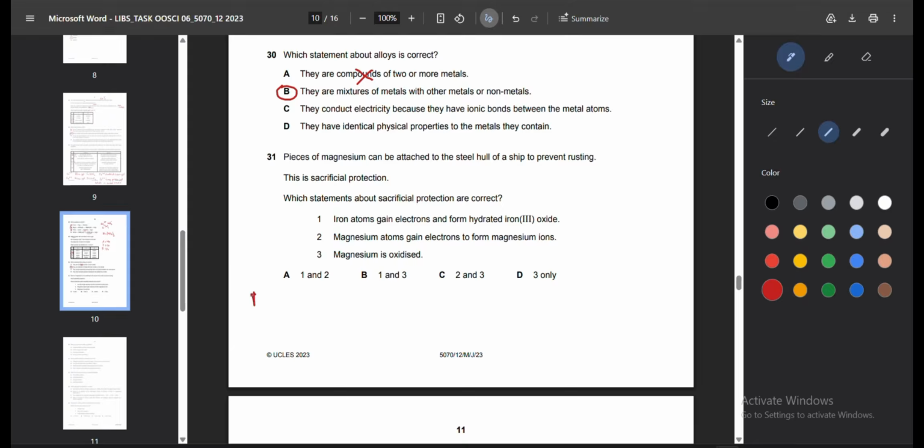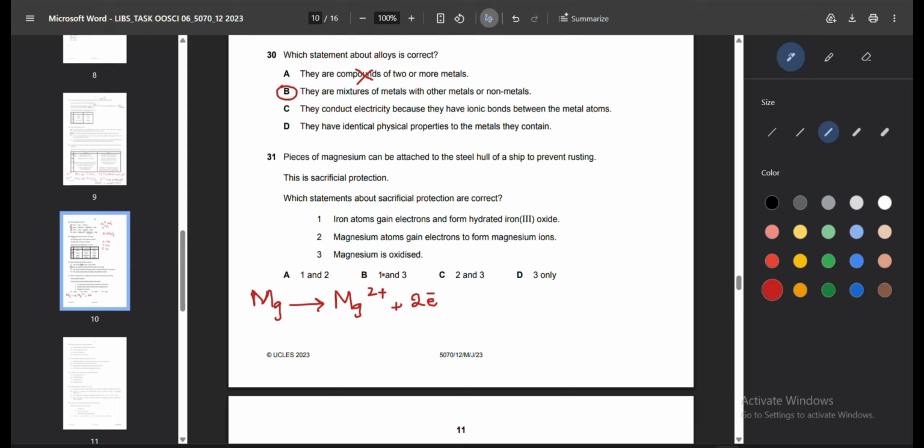And when it acts like a sacrificial anode, it means that which process takes place at anode? Oxidation, the process of oxidation, which means loss of electrons. So magnesium loses 2 electrons, changes into magnesium ion, and these 2 electrons are given out. So these electrons that are released from magnesium, they flow to iron, preventing iron from oxidizing or losing electrons.